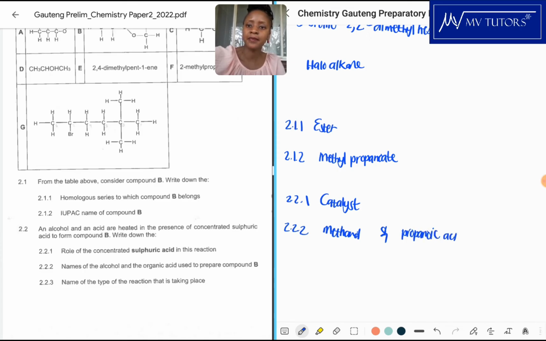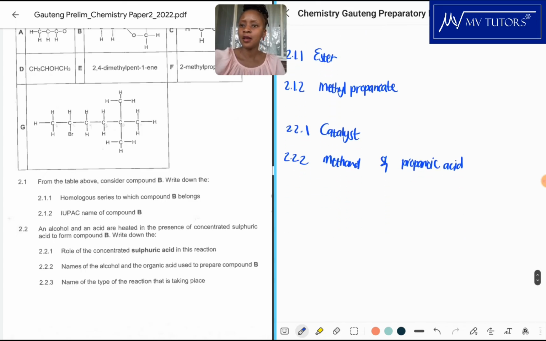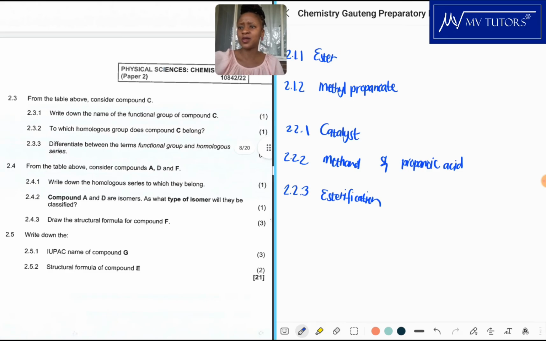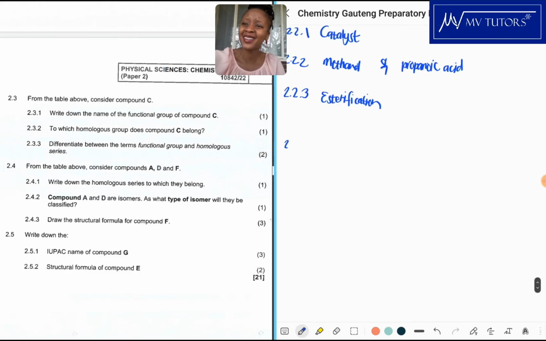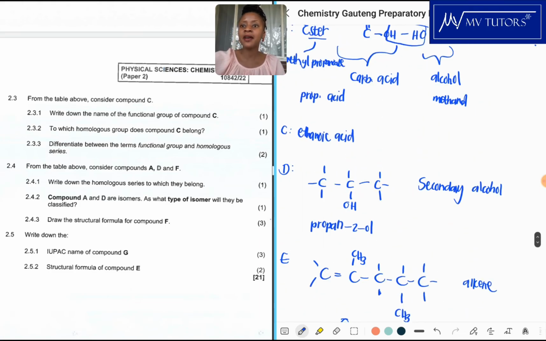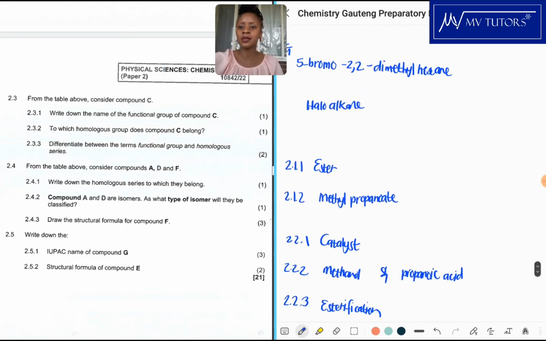Propanoic acid. And then 2.2.3, name of the type of the reaction that is taking place. Well, in producing an ester, we say that it is called esterification. Okay, we're still going. Okay, 2.3.1. So, from the table above, consider compound C. What happened at C? C, we have ethanoic acid. Okay, that is the carboxylic acid.